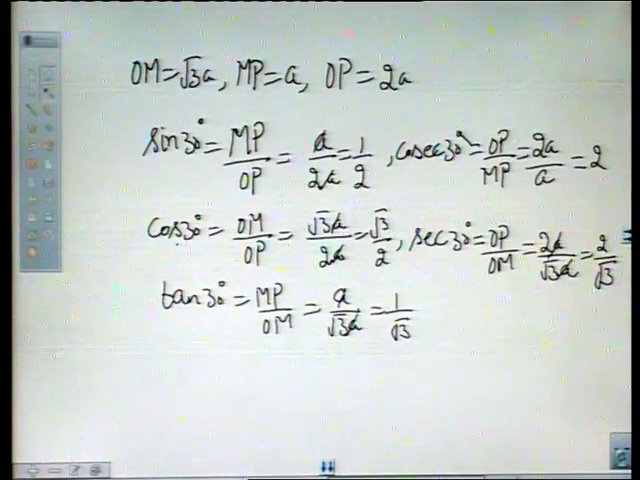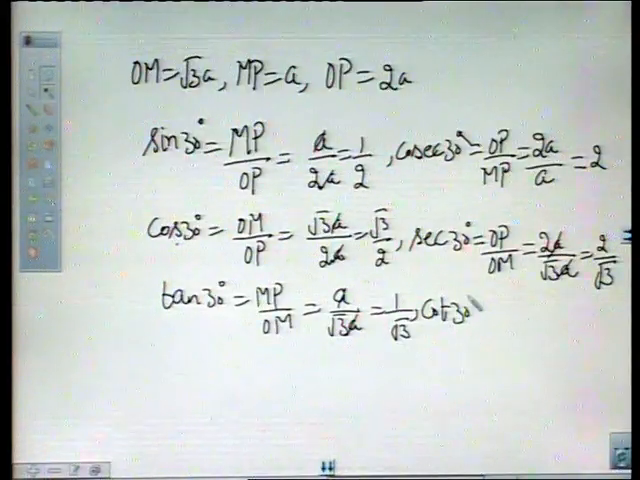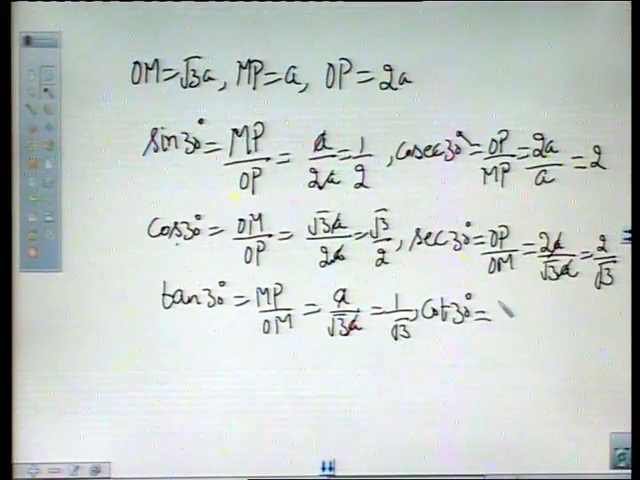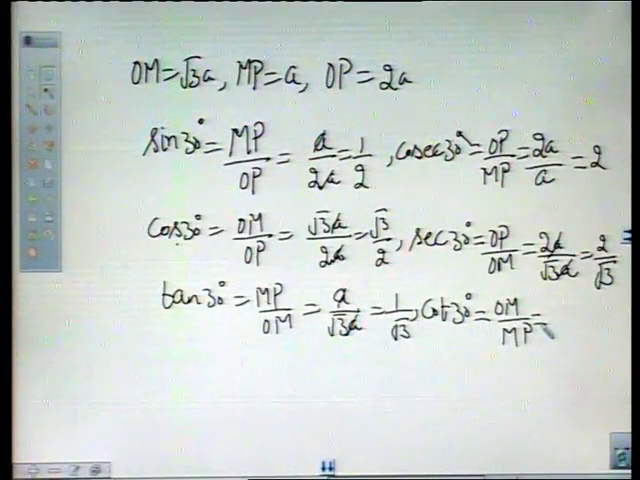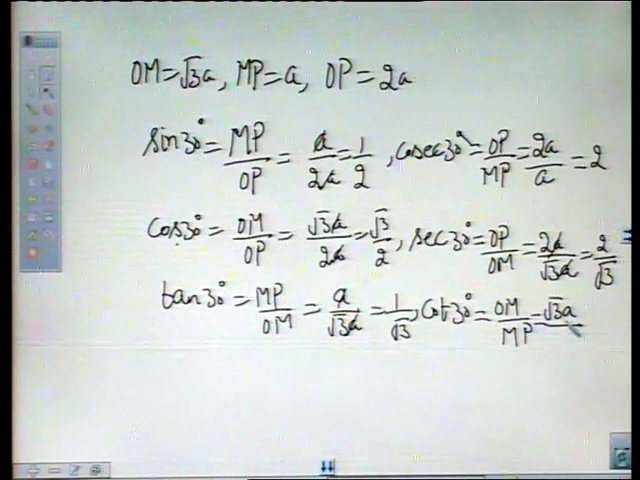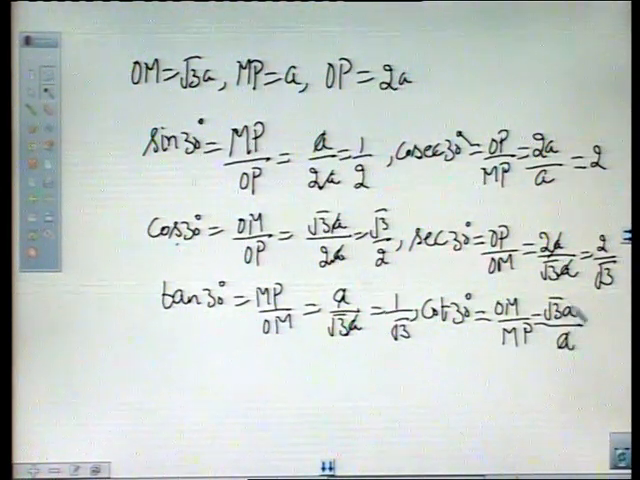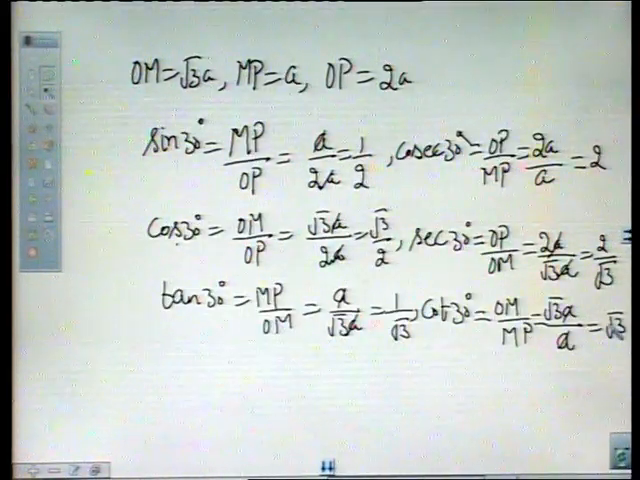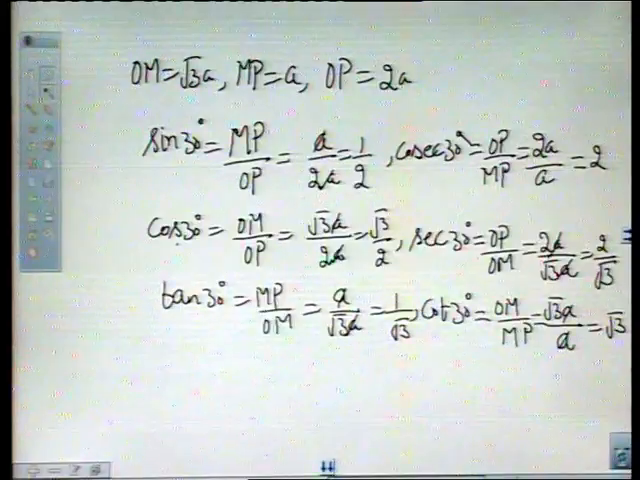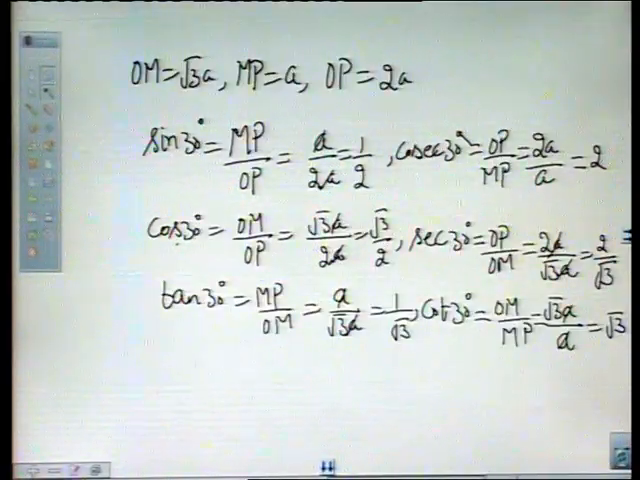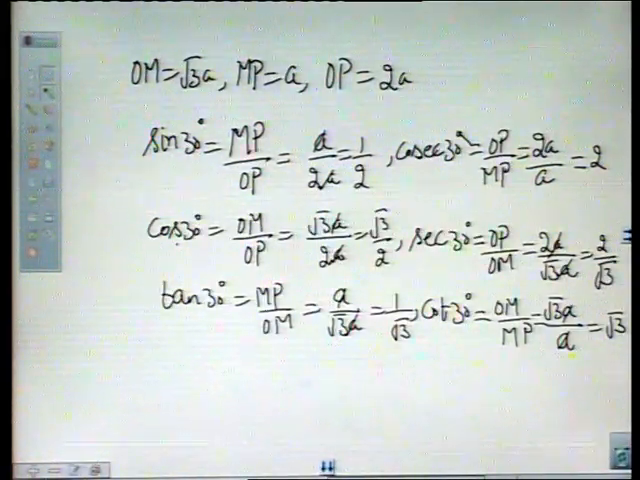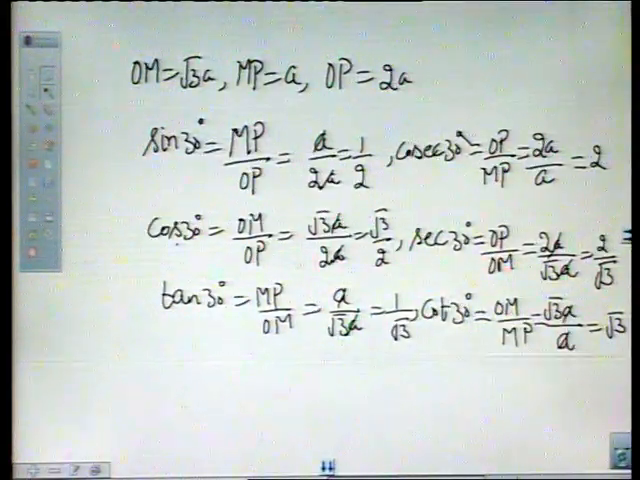And last, tangent 30 degree, the reciprocal comes out to be cotangent 30. Cotangent 30 is OM over MP. Value of OM is under root 3a, whereas value of MP is a. This cancels down, and we get the value as under root 3. These are the values of T ratios of 30 degrees: sine 30, cosecant 30, cos 30, secant 30, tangent 30 and cotangent 30. Similarly, we can find the T ratios of other standard angles.